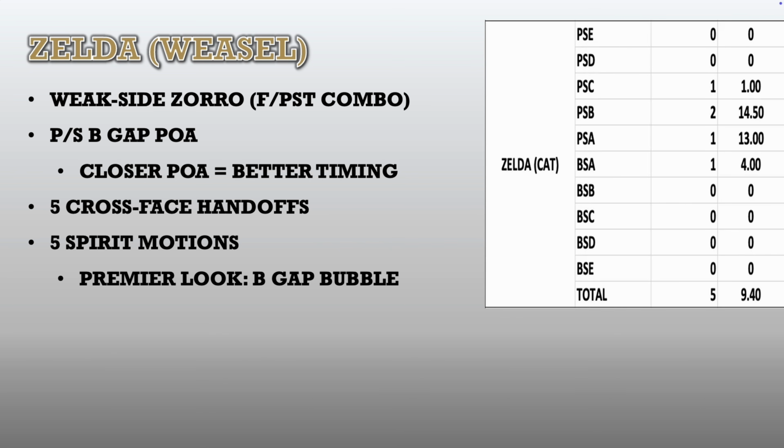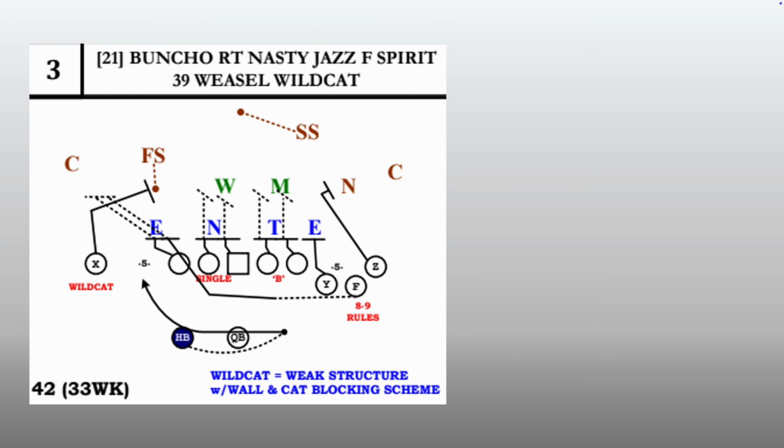So when I'm categorizing runs, I also like to think of premier looks and problem looks. The premier look: what do we ideally want to run this play against? Problem look: what is the front that's going to give us problems? And the premier look for Weasel is a B gap bubble. We can see that in this diagram here.